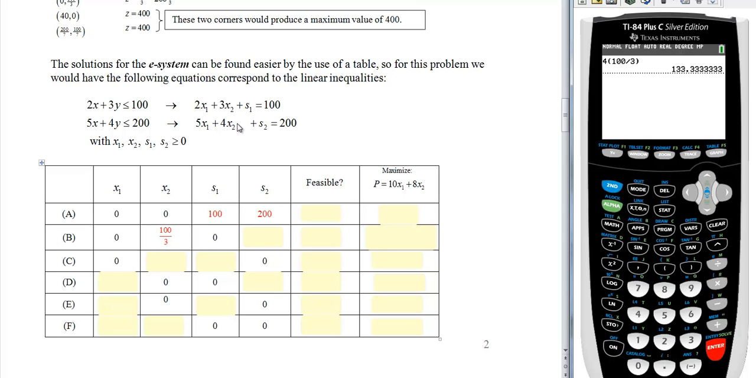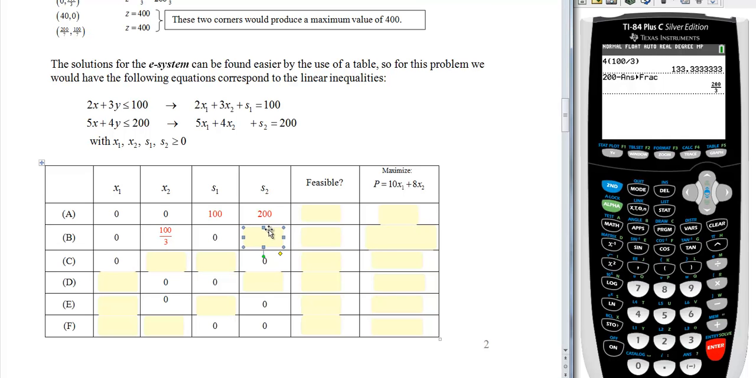So now that's this side plus s sub 2. I need to subtract that from 200. Let me do my second answer. I'm going to go ahead and frac it. So my s sub 2, there's my 200 over 3.